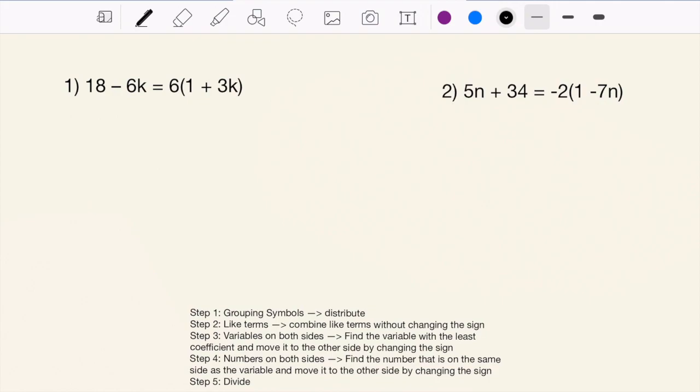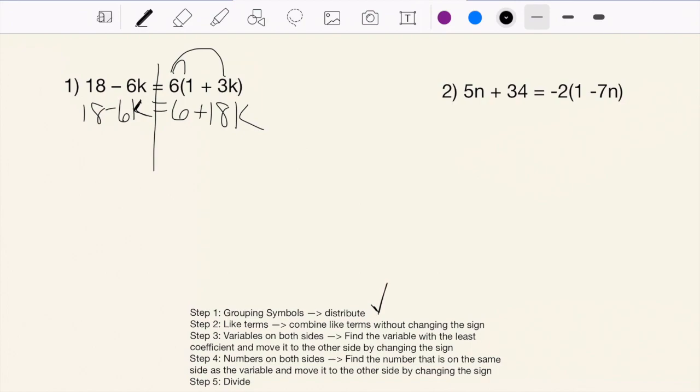So our first step, grouping symbols. We do have parentheses in this first one, so let's go ahead and distribute. So we have 6 times 1 and 6 times 3k. 6 times 1 will give us 6, and 6 times 3k will give us 18k. And I'm going to go ahead and just copy this whole piece so I don't forget it. So that's step 1.